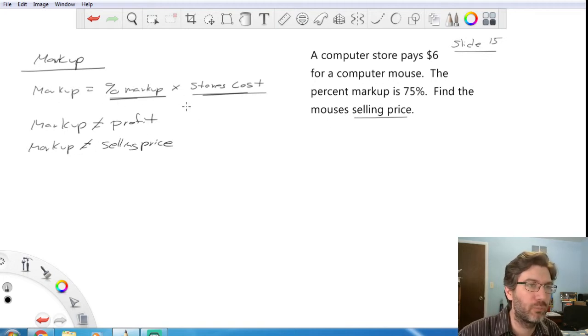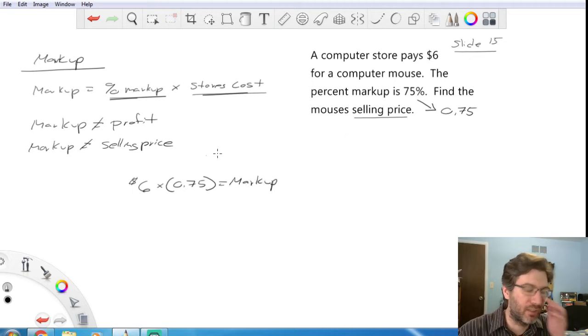So what we're going to do is we're going to multiply this out. We're going to take this $6, which is the store's cost, and we're going to multiply it by the percent markup. But again, we don't use percentages. So the first thing we're going to do is turn that into a decimal, which is 0.75. So turn it into a decimal and use the decimal. We're going to multiply that by 0.75. And this is going to equal our markup. It's not going to be our selling price. And again, due to the fact that there are other issues that go into play to make a profit, it's not really going to equal your profit either. But here, we can solve this.